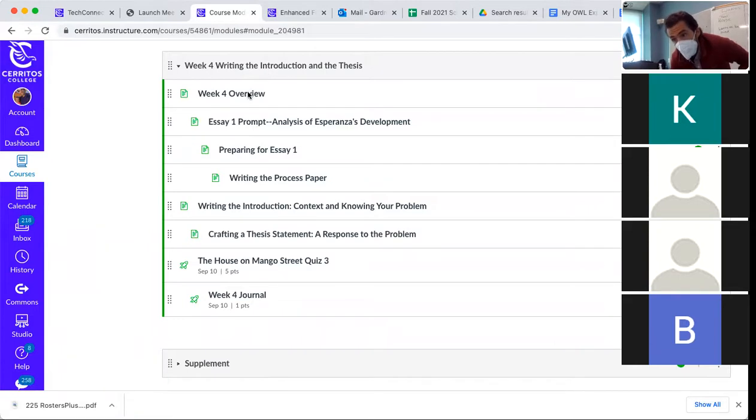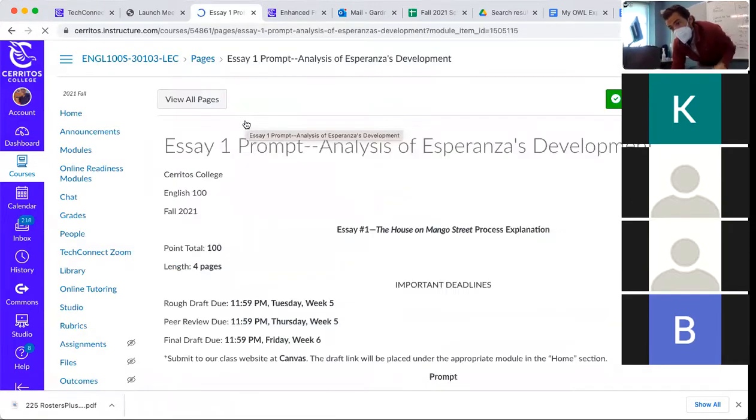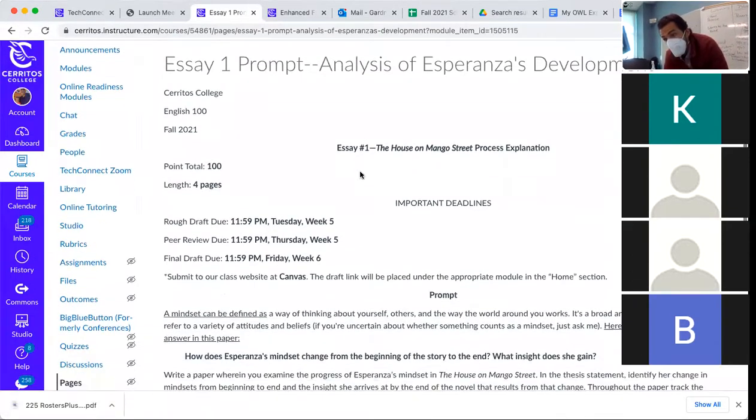Okay, so for the week 4 module, you check out the overview. That's where we were just at. Here is where we want to go: the essay 1 prompt, analysis of Esperanza's development. What I would like you to do right now is review the prompt, write down any questions that you have, and then ask me.